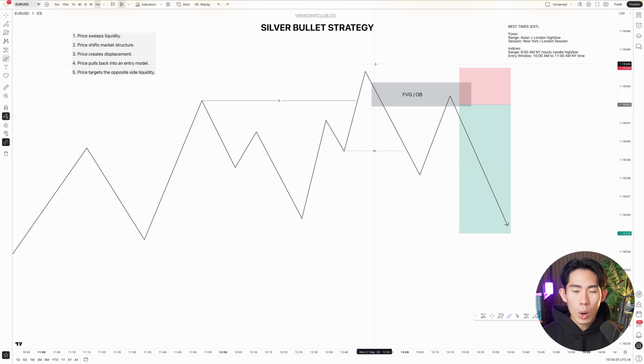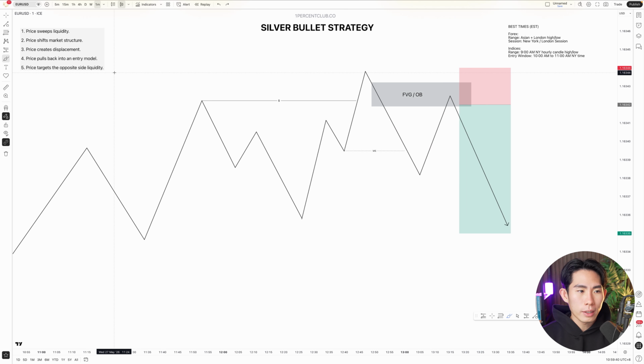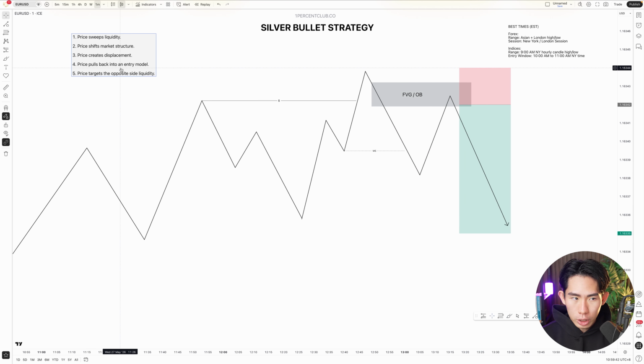So ideally, we want to wait for price to pull back to an entry model, a point of interest, so that we can enter right there, place our stop loss above that point of interest, get a much tighter stop loss, and just limit our downside and have a much greater upside, right? Which is why the next step is to very patiently wait for price to pull back into an entry model after the displacement has occurred.